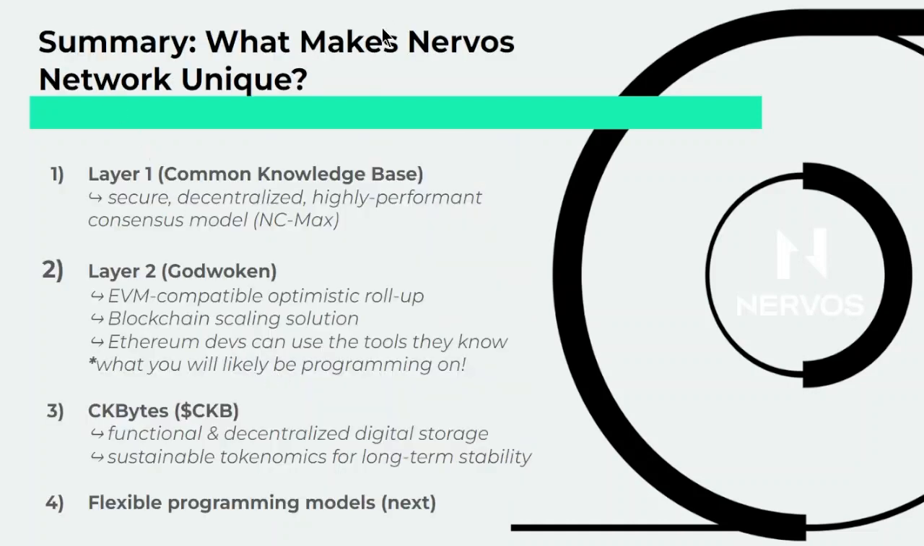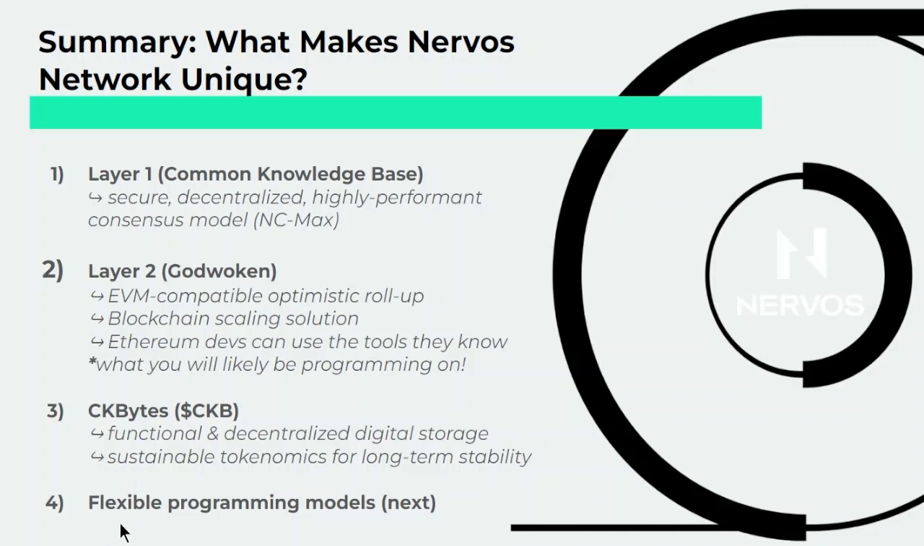So, a summary of what makes Nervos Network unique. Our layer 1, the common knowledge base, is secure, decentralized as it should be, with a highly performant consensus model, NC Max, that is specific to Nervos Network. As well as our layer 2, Godwoken. It is EVM compatible. It is an optimistic rollup, so there are multiple forms of scaling layer 2. Additionally, Ethereum developers are going to be easily able to transfer over onto Nervos. And our native token is functional, decentralized digital storage and sustainable for the long term.